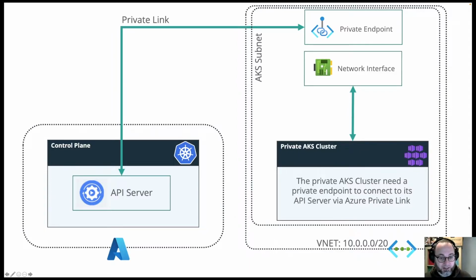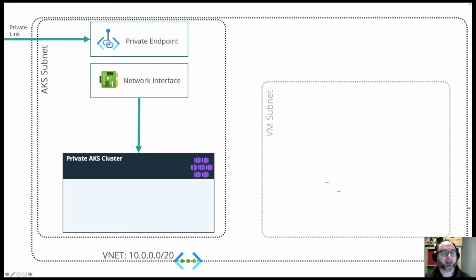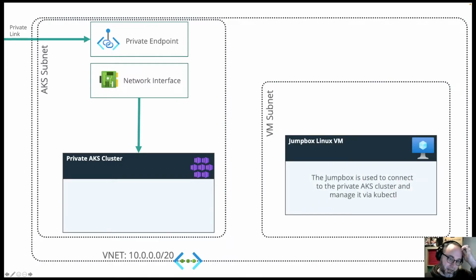So the issue there then is, how do we talk? How do we start to issue our kubectl commands? How do we talk to that API server now that it is entirely private? Well, to do that, we need what's called a jump box. A jump box is pretty much a VM. And the VM is used to connect to that private AKS cluster so that we can issue those commands.